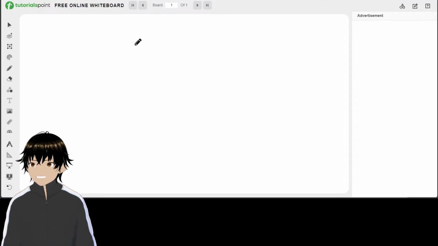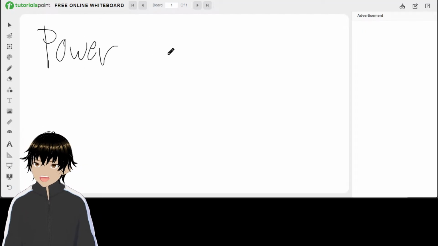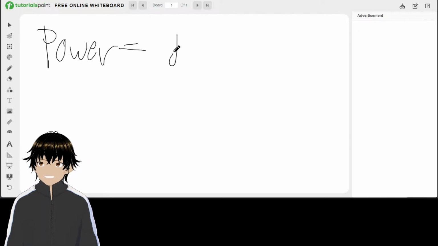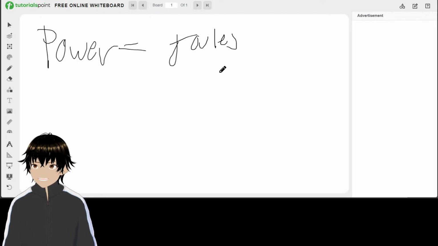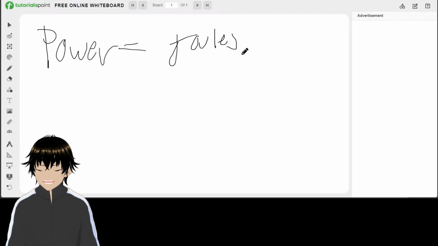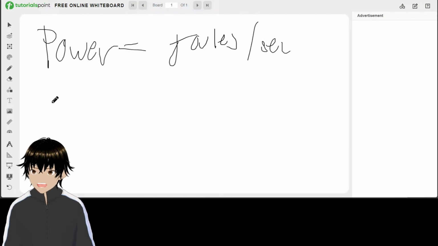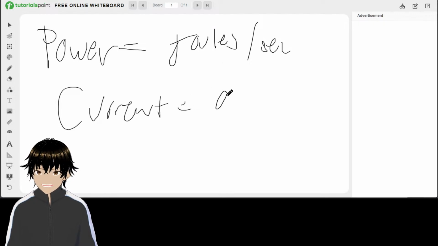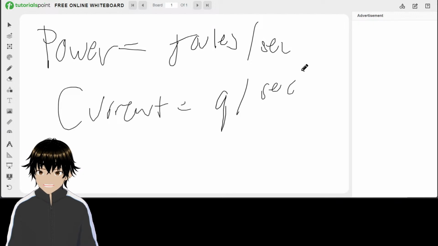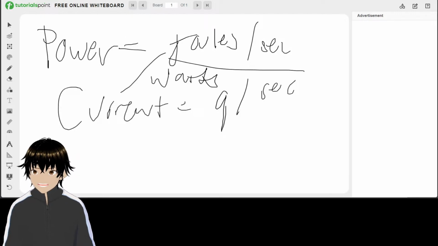So apparently we measure power in joules per second, or watts. I don't know if both of them are the same, but that is what the text says, joules per second. So we can compare this to currents, which is charge per second. Now we're going for joules per second, or watts.